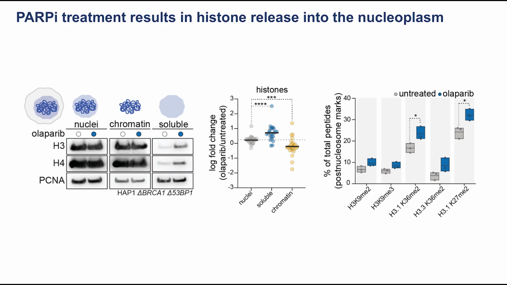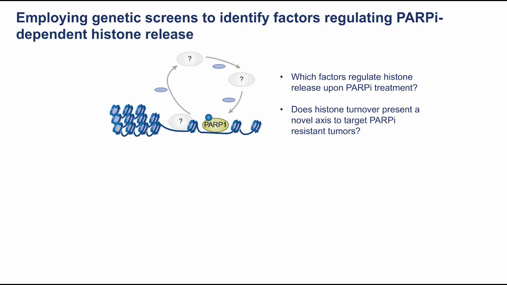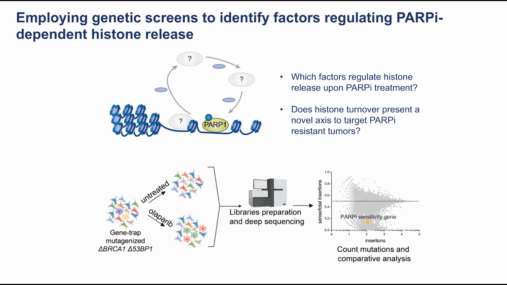So this was quite exciting, and at this point we really had two burning questions. What are actually the factors that regulate this histone release and turnover upon PARP inhibitor treatment? And can we actually target this to sensitize cells to PARP inhibitor treatment? To do this, we performed genetic screens. Here we used gene trap mutagenesis screens, but it's essentially similar to a CRISPR screen.